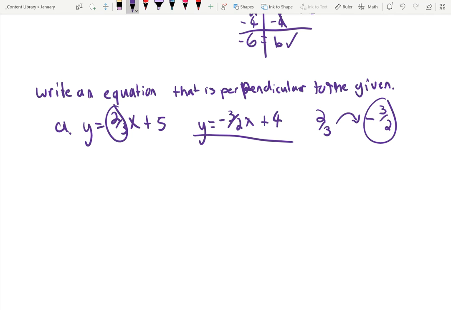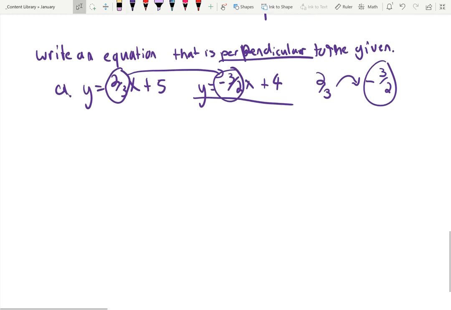Why not? But the main thing here is knowing that perpendicular lines have opposite reciprocal slopes. So the slope isn't going to be 2/3 anymore because it would be parallel if it was still 2/3. Perpendicular lines have opposite reciprocal slopes, so we're going to have to change the slope on all of these. So let's try another example. B. Let's try y equals -2x plus 7.